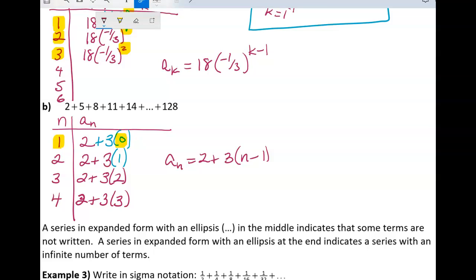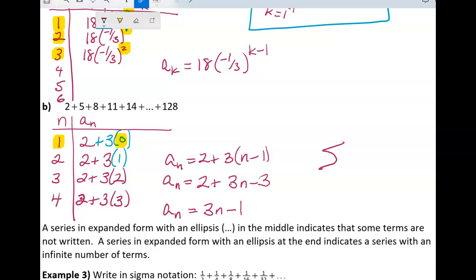Now you could also use the general formula for the nth term of an arithmetic sequence if you want. It's going to give us that same exact pattern, or you can just develop the pattern with a table. So let's simplify our a sub n just a little bit. That's 2 plus 3n minus 3, and combining like terms, that's 3n minus 1.